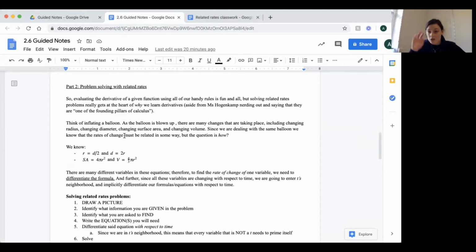So right there, that should be like ding, ding, ding in your head, because whenever we hear rate of change, we know we're dealing with a derivative, okay? So rate of change, derivative, that should send off a warning bell in your head. Further, since all these variables are changing with respect to time, time will be our independent variable, and we are going to enter T's neighborhood and implicitly differentiate our formulas and equations with respect to time.